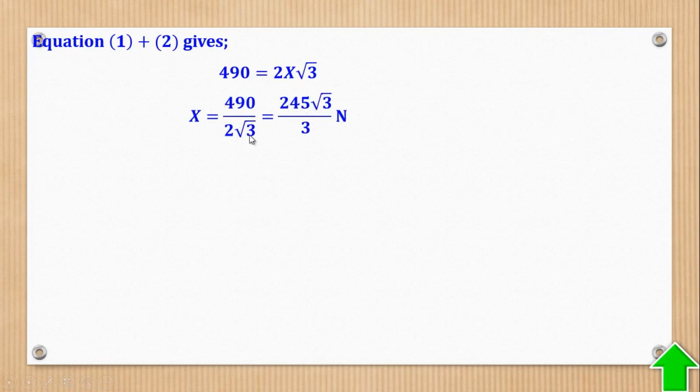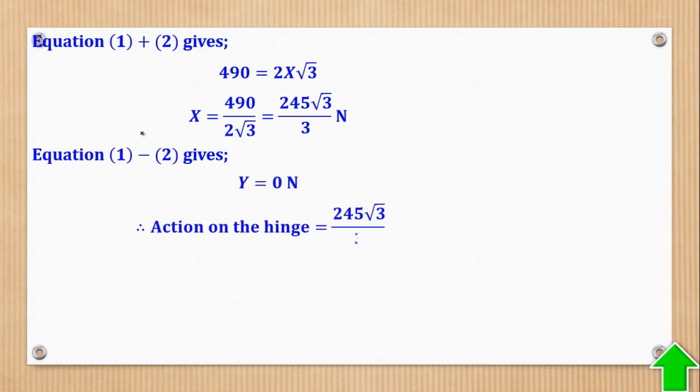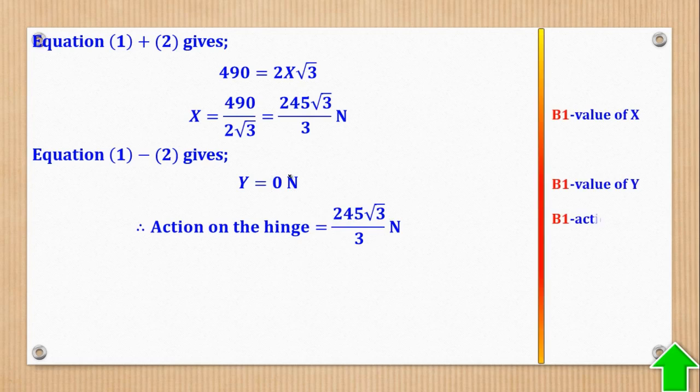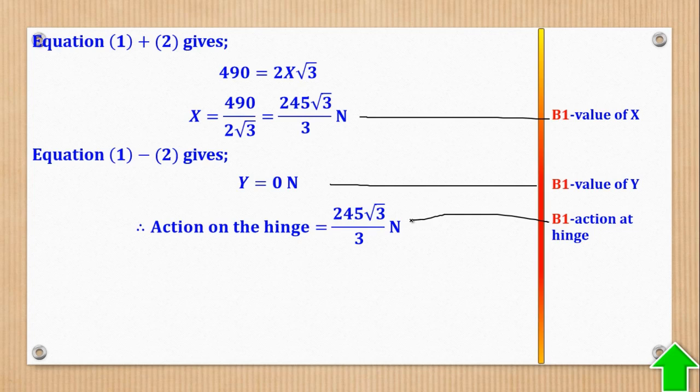I think you realize that we have removed the surd from the denominator because the final answer must not have a surd in the denominator. So I have to rationalize to remove it from the denominator. Then when I subtract equation 2 from equation 1, I come up with Y equal to 0. Now that I've got X and Y, I can get the action at the hinge being equal to this, because this is 0. So basically that's what they wanted. Now let's see how marks can be awarded. So B1 for the value of X, B1 for the value of Y, B1 for the action at the hinge.